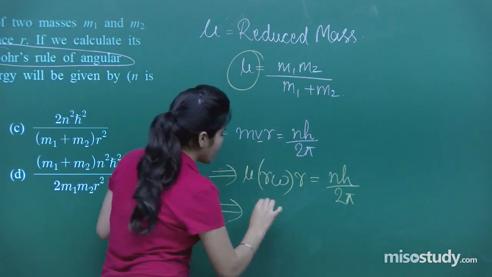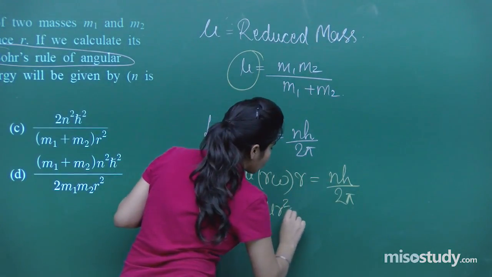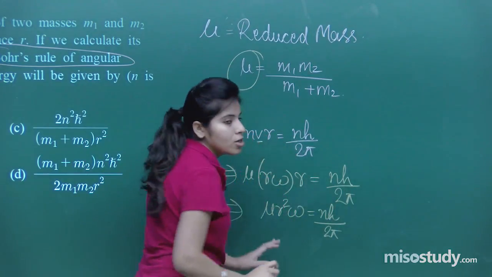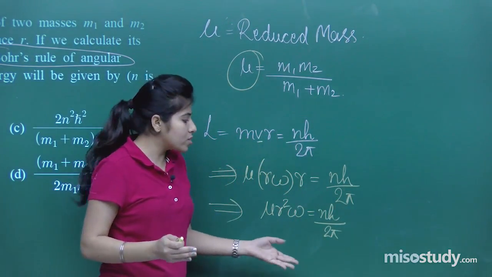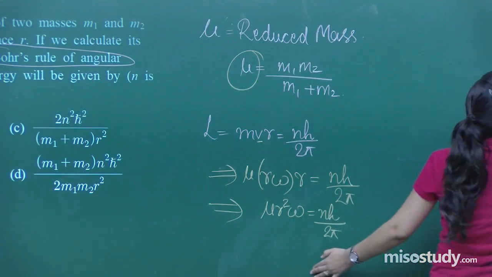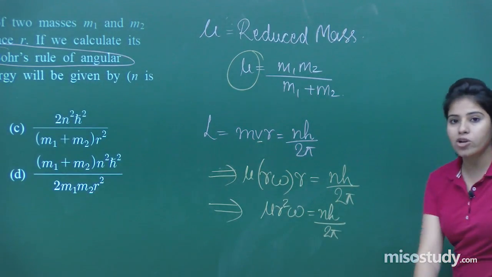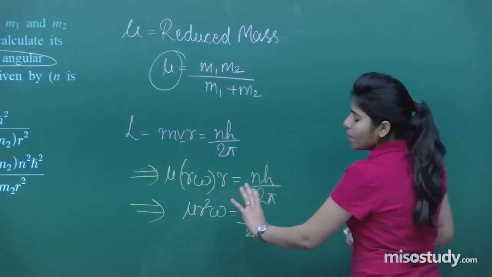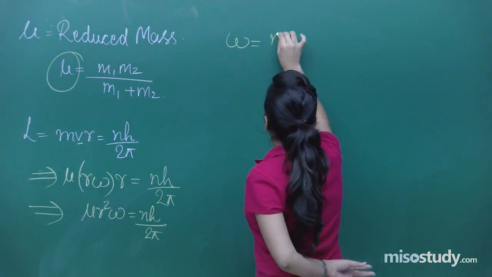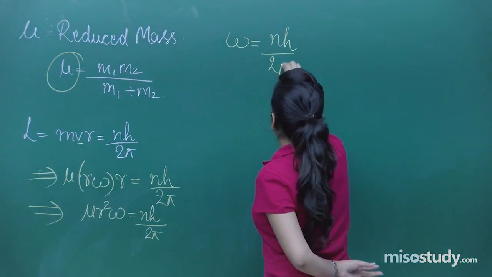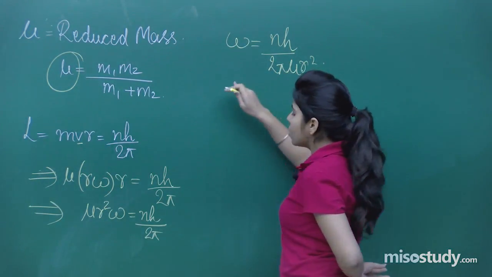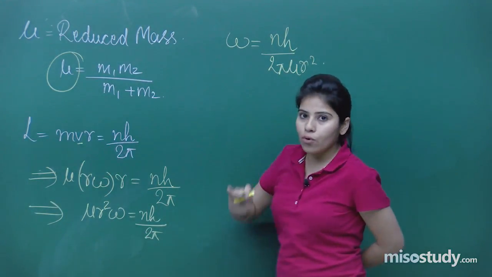So that means you have come out to be mu r square omega equals nh upon 2 pi. To find out the energy, let me just remove this and we will be finding out the value of energy. From here I can say that omega has come out to be nh upon 2 pi into mu r square. This is the value of omega.